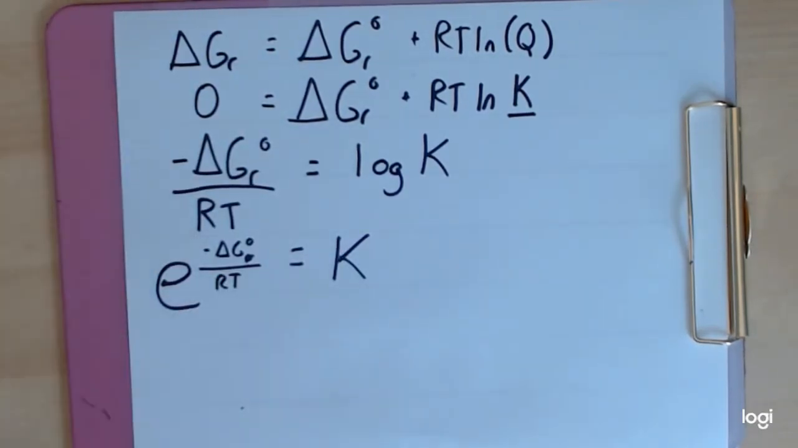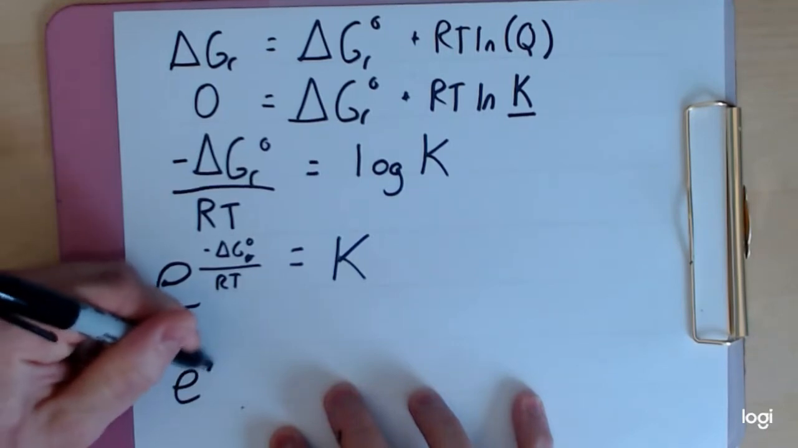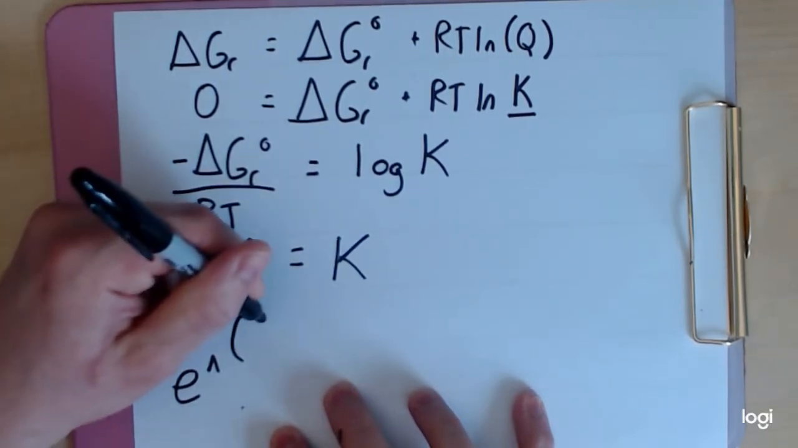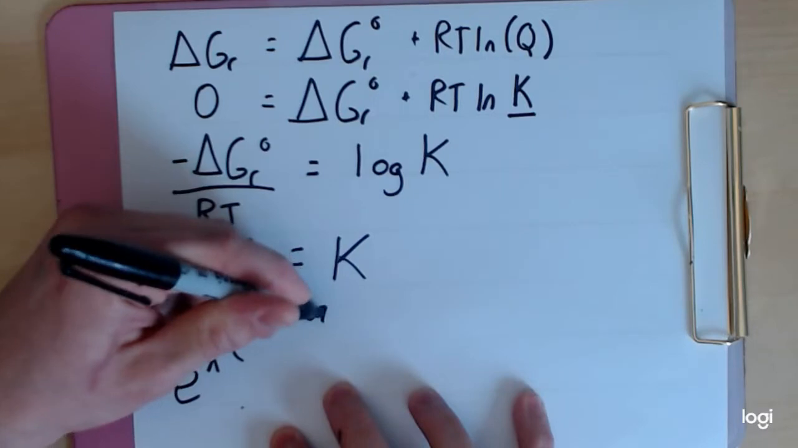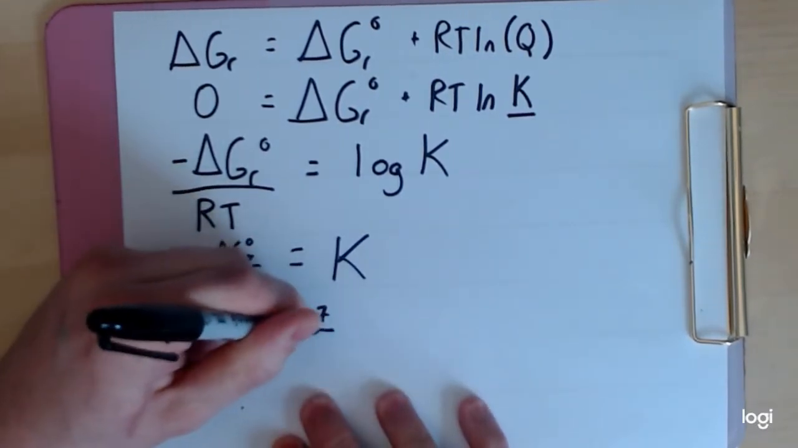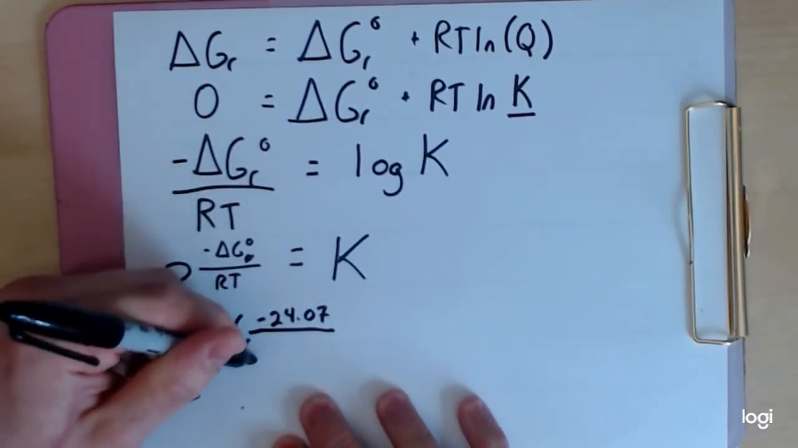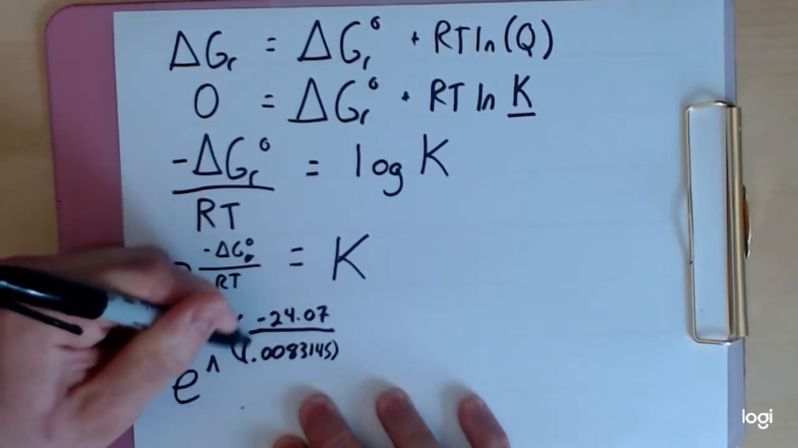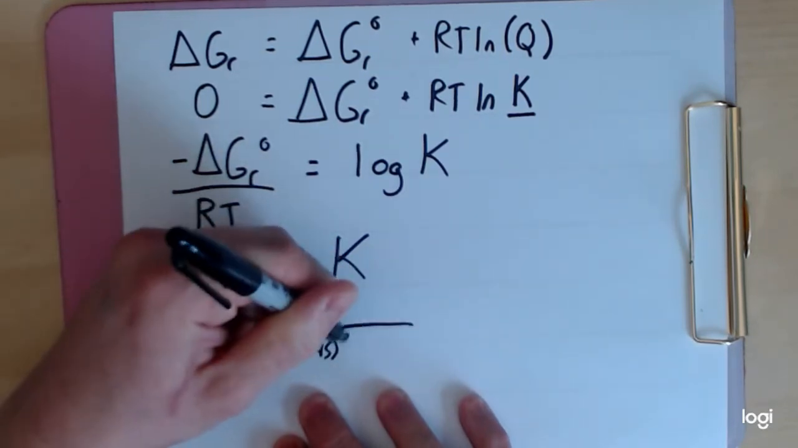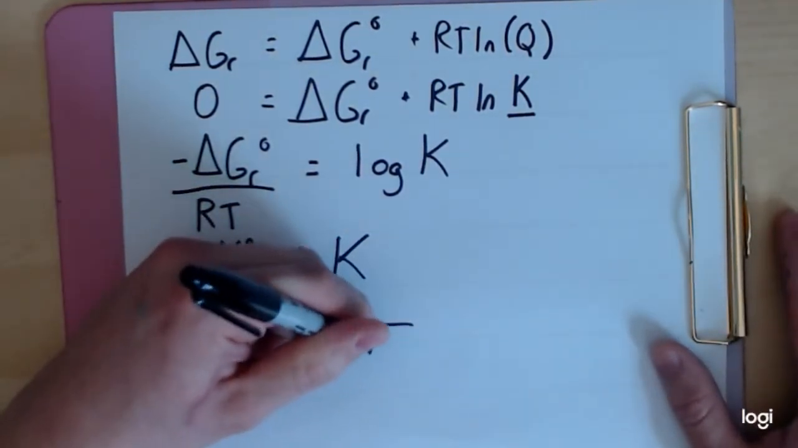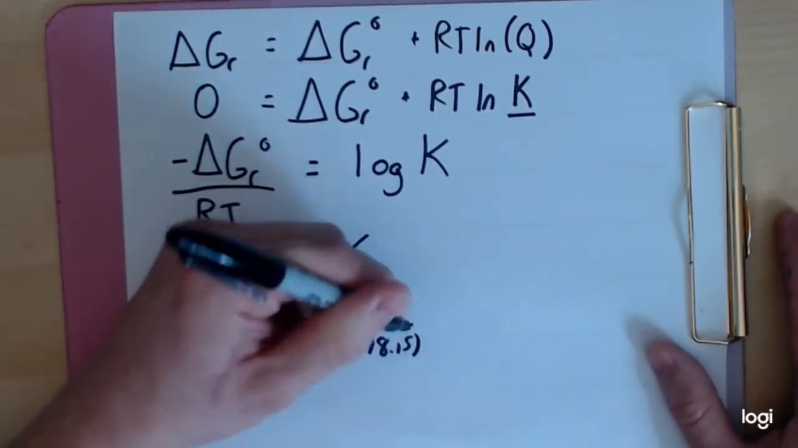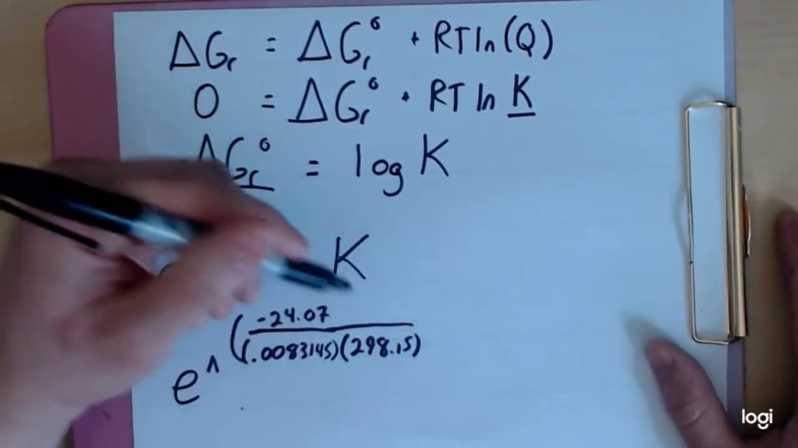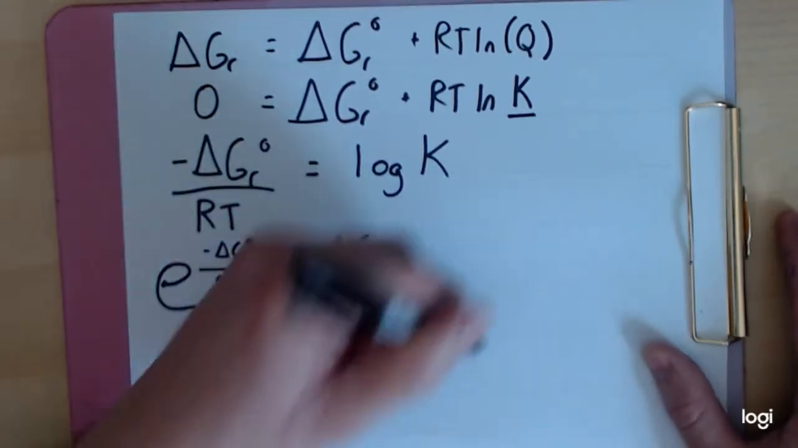So we can just plug in the values that we know. We know the temperature it occurs at, we know the gas constant, we know the standard Gibbs free energy of reaction, and we can determine K. So this is going to be e to the negative 24.07, the standard Gibbs free energy of reaction, over the ideal gas constant. And again, I match the units between these two numbers, multiplied by the temperature that the reaction is taking place at, 298.15 Kelvin. Of course, this always has to be Kelvin. And this equals K.